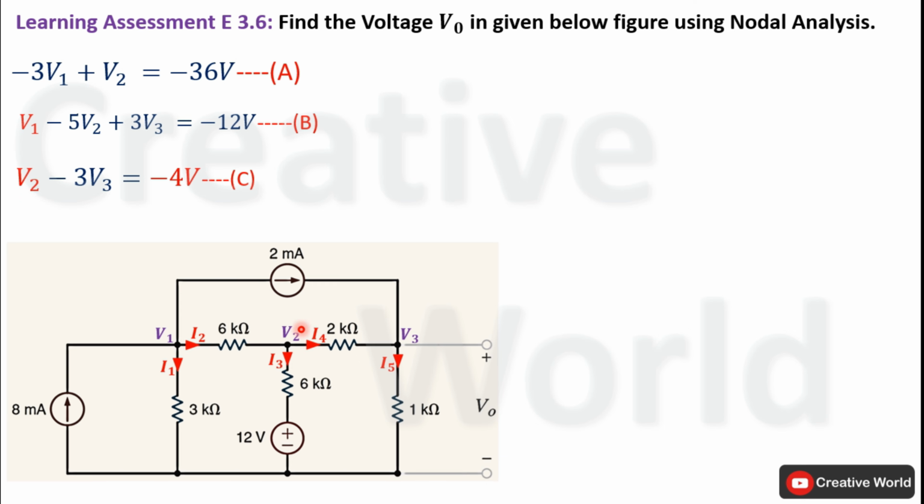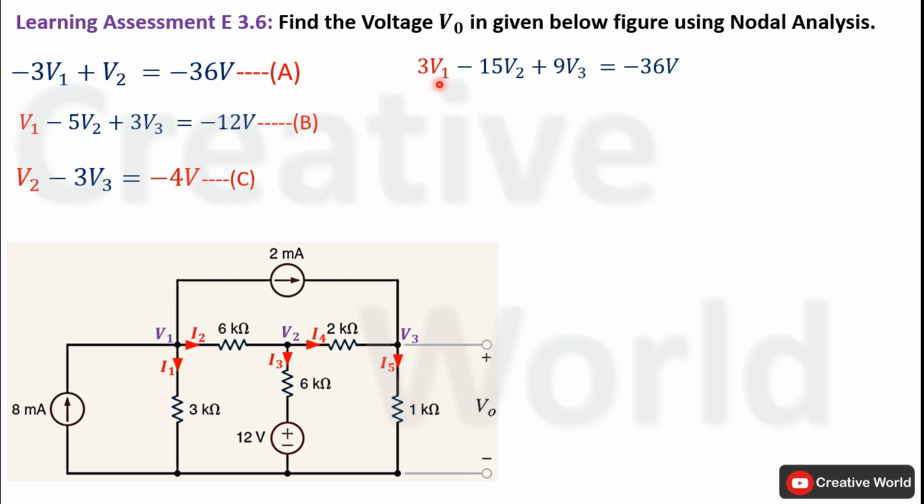Now we will solve these equations to get the value of voltage V3, because this voltage is appearing across the 1 kilo ohm resistance and V0 is also appearing across the 1 kilo ohm resistance. In other words, V3 will be equal to V0, and it is required to calculate the value of V0 in this network. So first of all, we will multiply equation B with 3. The resulting equation will be 3V1 minus 15V2 plus 9V3 equal to minus 36 volt.